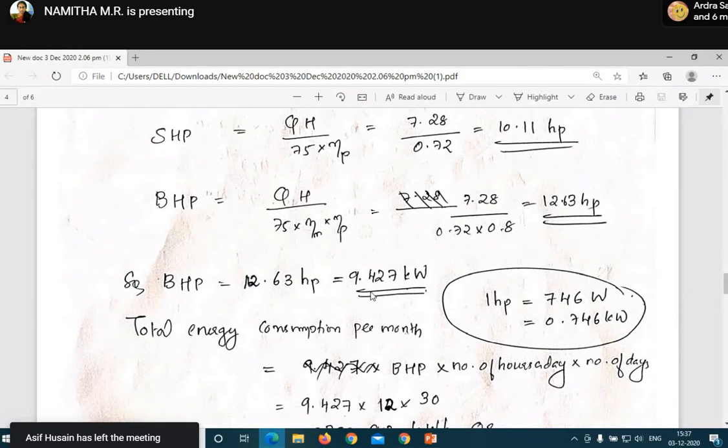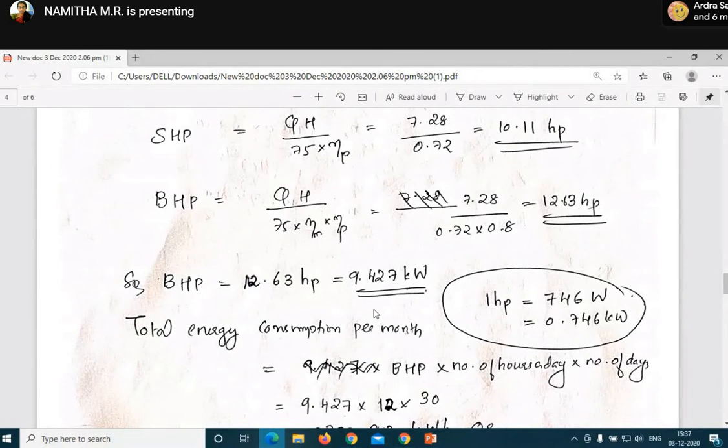Now, this is the energy. This is the brake horsepower of the pump for 1 second. Now we have to calculate the total energy consumption per month. In 1 month, how much energy is consumed? We can calculate the energy consumption by multiplying the number of days into number of hours into the brake horsepower. So you'll get the total amount of energy.